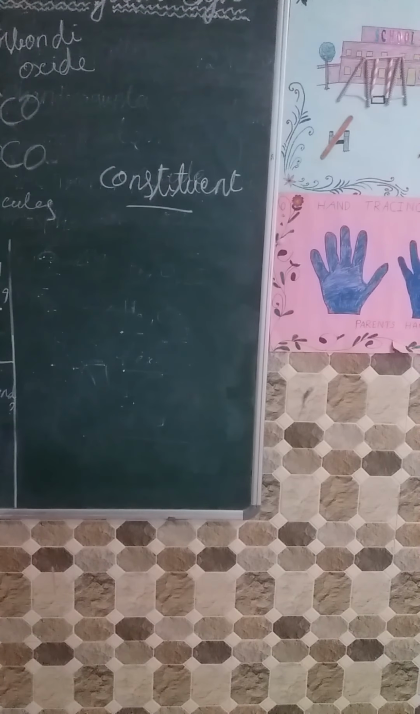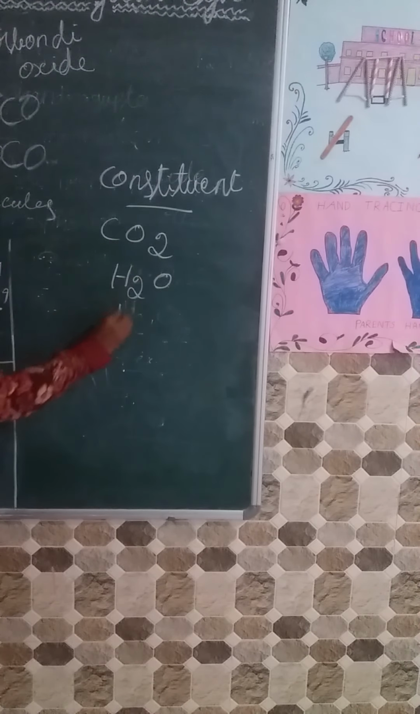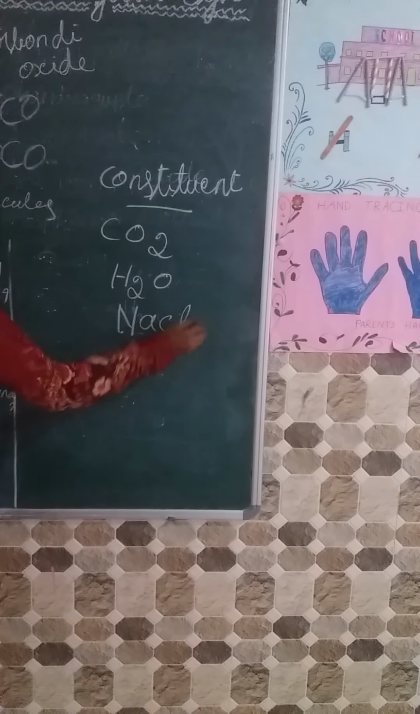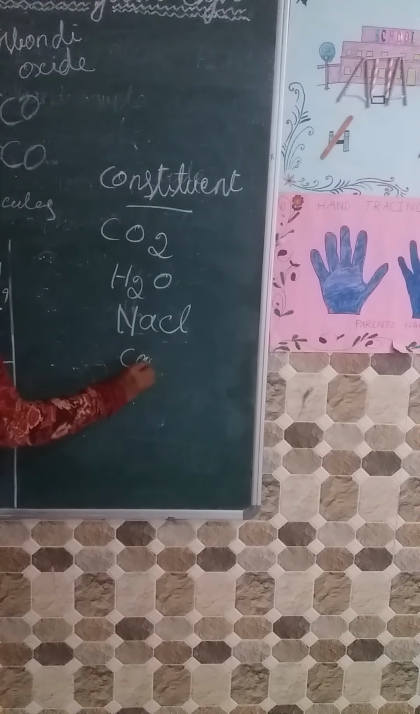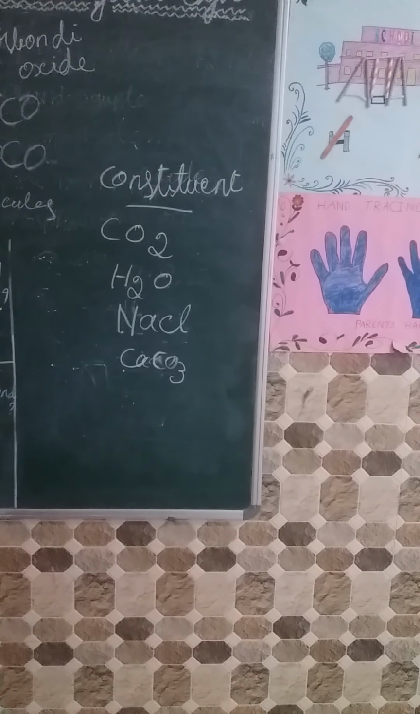What is constituent? Find the constituent of carbon dioxide. I wrote the sum of the compound. For example, what other example? Calcium carbonate. Okay, so these are the compounds.